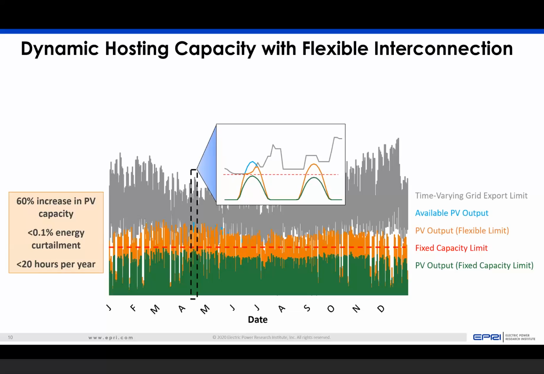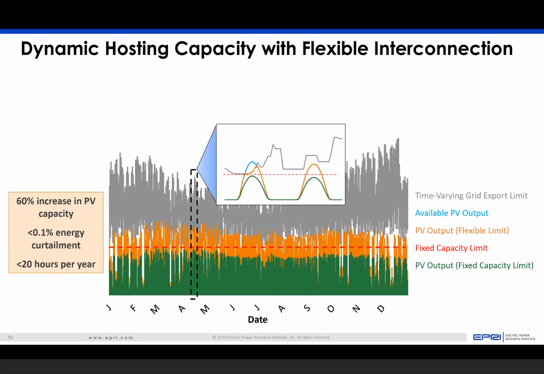So in this illustrative example, there was a 60% increase in PV capacity above that fixed capacity limit, with very limited energy curtailment throughout the year. You can see these couple example days. There are a few instances in the middle of the day on the first day where curtailment occurred, but the second day the grid export limits may have been higher, allowing for full production.